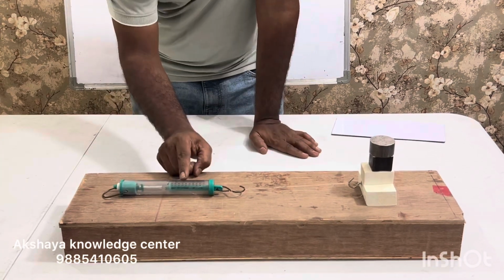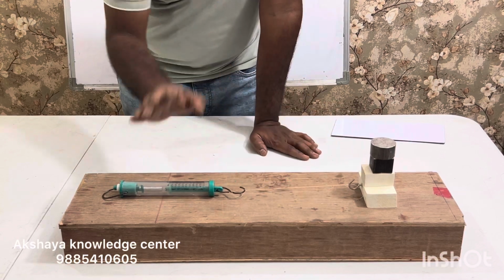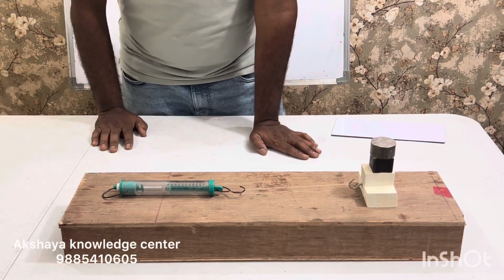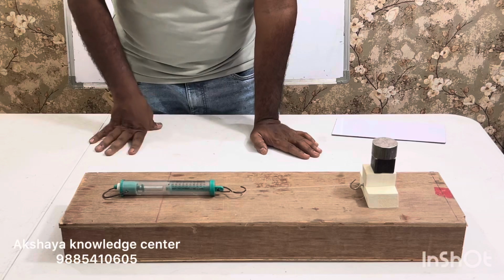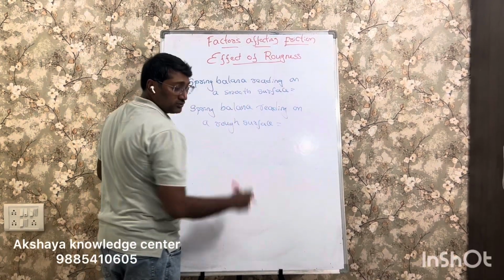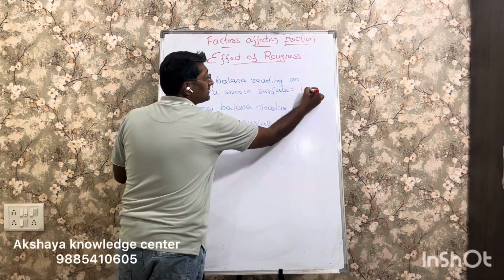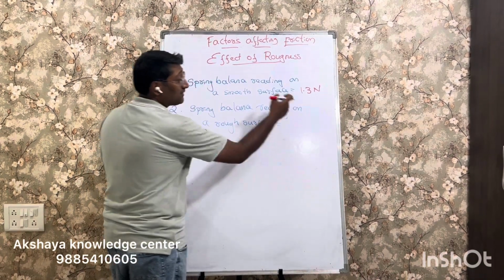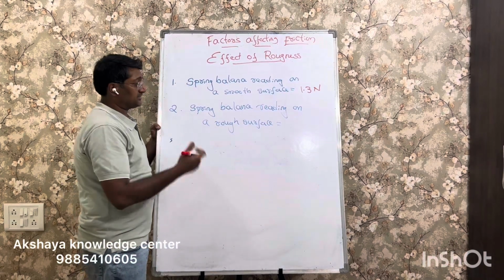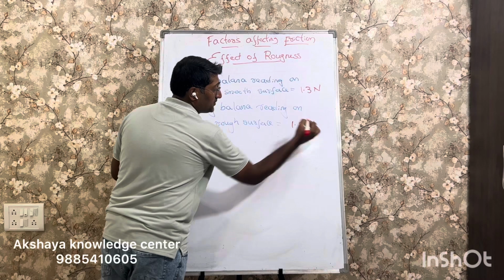So that maximum value on your spring balance just when it is about to move is what we are observing here. So let's get back to the board to write these results. Right, so let's look at the readings. For our smooth surface, the surface that we used in the first case, it was 1.3 newtons. That was the limiting friction or the maximum static friction. Whereas on the rough surface, it was 1.8 newtons.